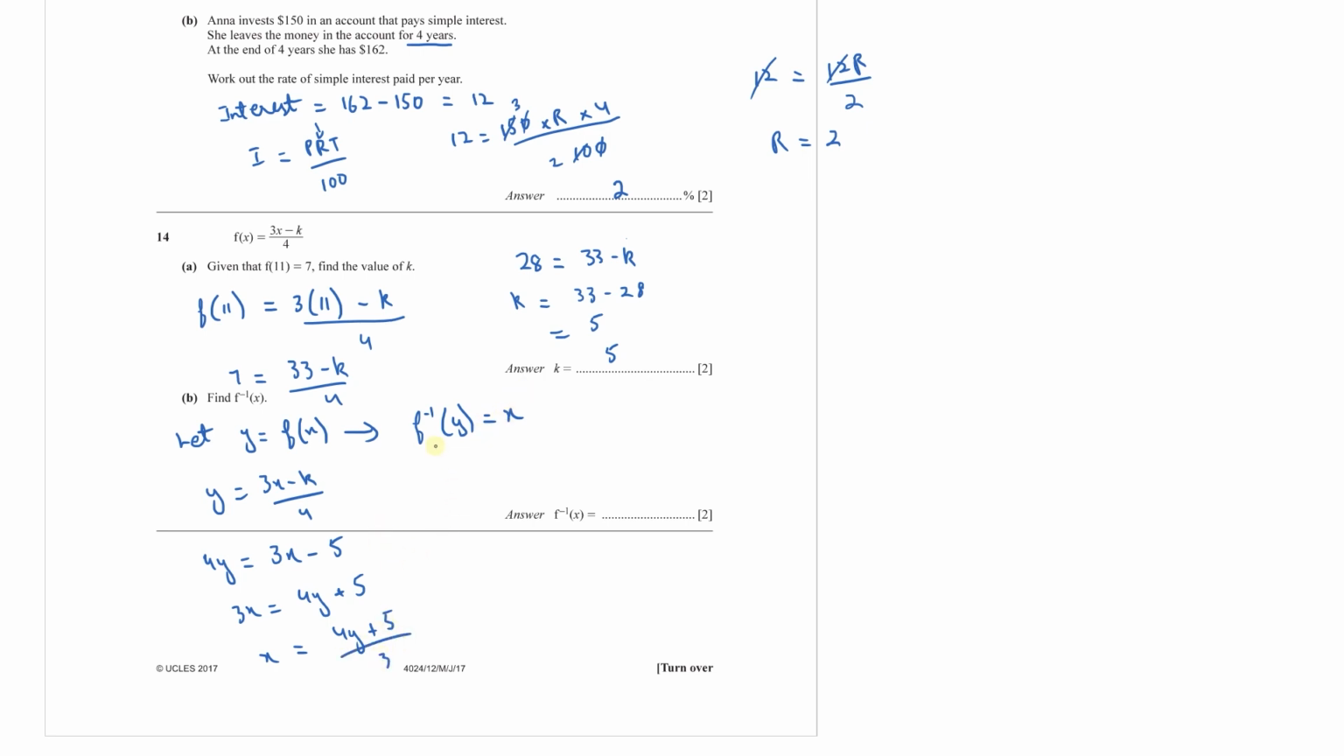So I know that x is f inverse of y. So f inverse of y equals to 4y plus 5 over 3. And then I can substitute x instead of y. So f inverse of x would be 4x plus 5 over 3. Let me write it a little cleanly here. So your f inverse of x is 4x plus 5 over 3.